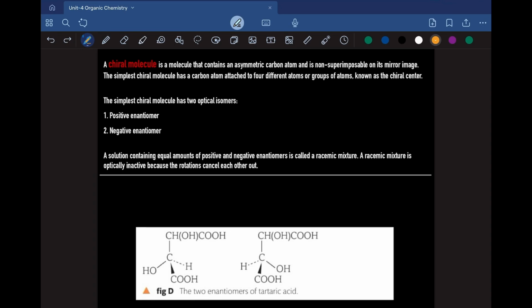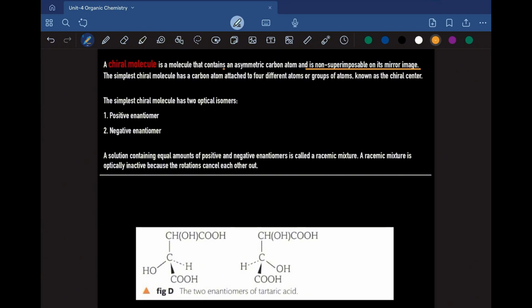Alright, guys, so now let's start the chiral molecule. What is actually a chiral molecule? A chiral molecule is one that cannot be superimposed on its mirror image. So, what does this mean? It is non-superimposable on its mirror image.